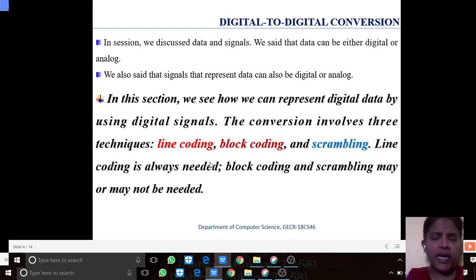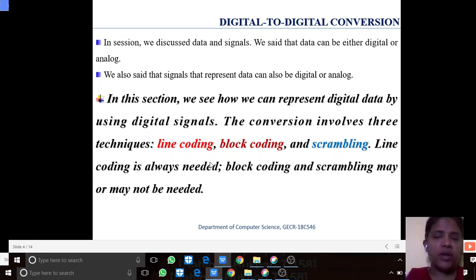As I told you, data can be either digital or analog. Digital data means it is in the form of zeros and ones. Analog data means your voice, your audio, webcam data, or anything can be analog. So the signals that represent data can be digital or analog. Now we can see how to represent digital data by using digital signals.